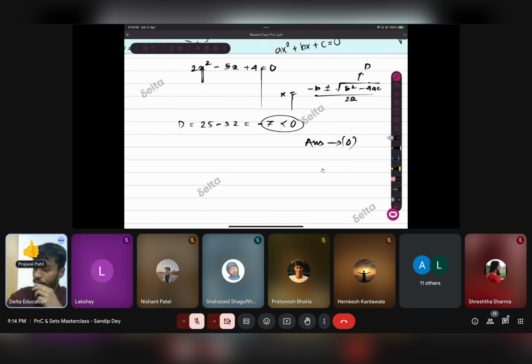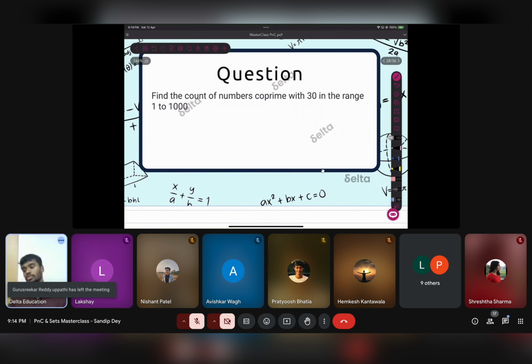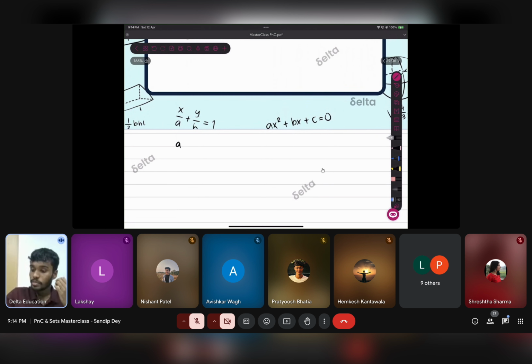Okay. So let's move on to our next question. Okay, so this is a very good question. The question says: find the count of numbers co-prime with 30 in the range of 1 to 1000. So what do you mean by co-prime? What is the meaning of co-prime? Can anyone say what you mean by co-prime? When I say that two numbers are co-prime, let's say A and B are co-prime, what do I mean by that?